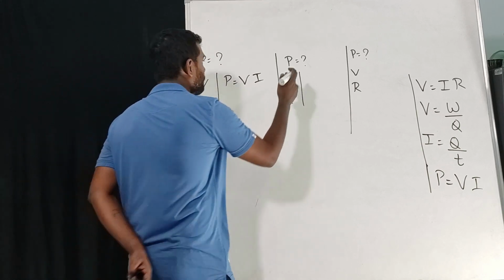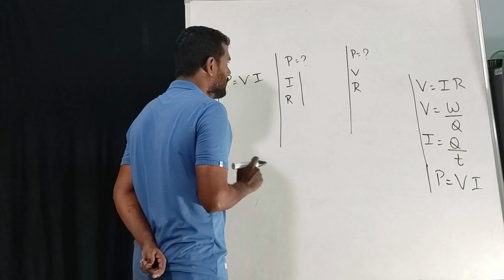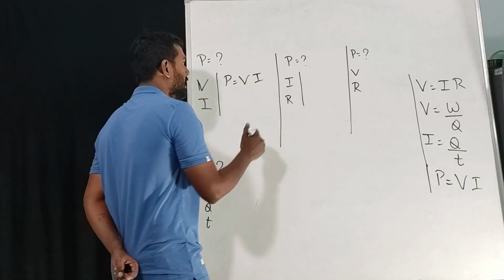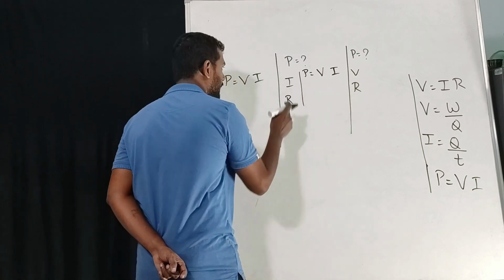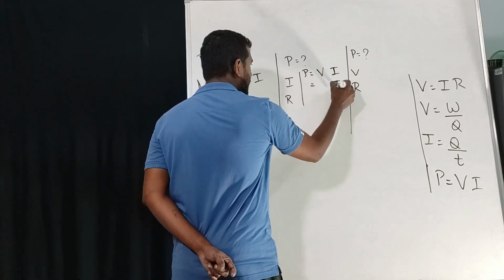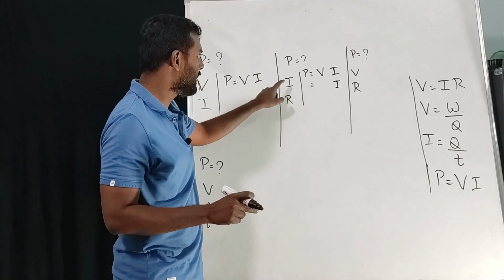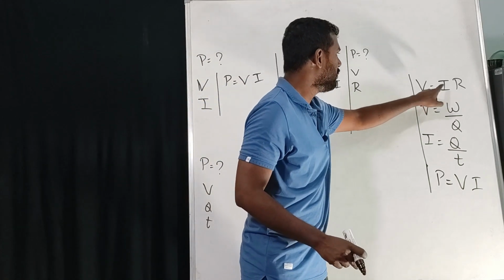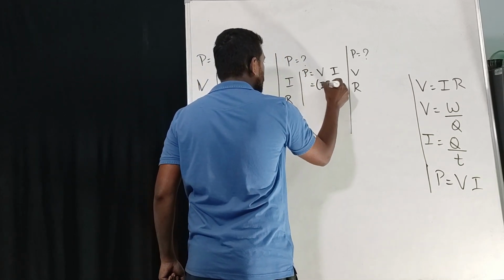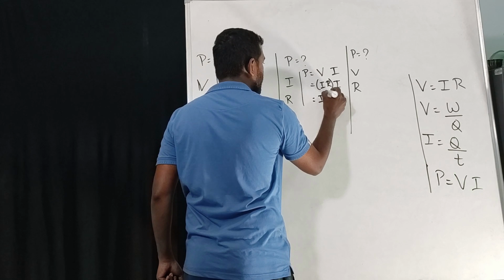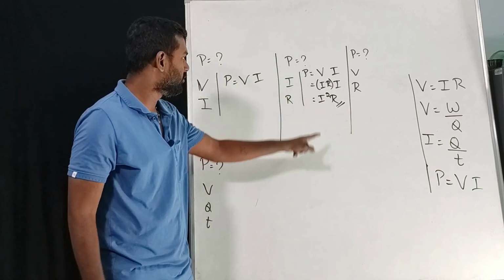That's it. Next, to find the power value using I and R, always write the basic formula. What is the basic formula? P is equal to V into I. I is given, I'll write I as it is. V is not given. How to find the value of V using I and R? V is equal to I into R, right? So instead of V, we will write I into R, multiply it, I square R. That's it. This is the formula to find power.